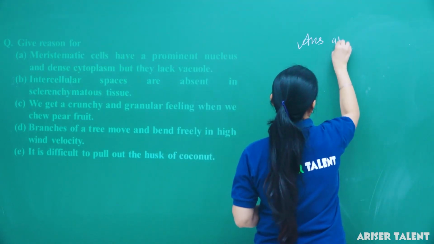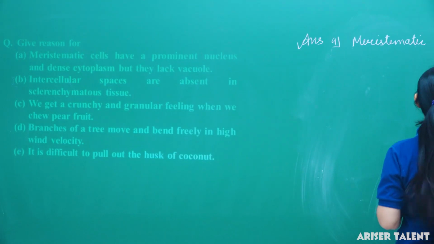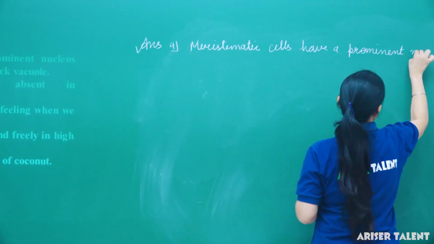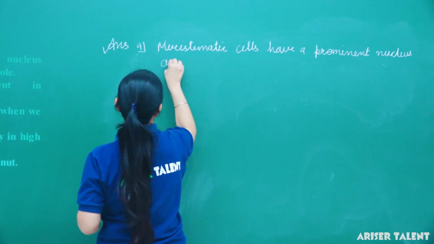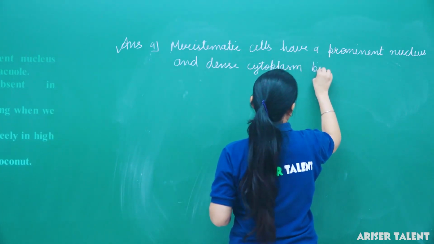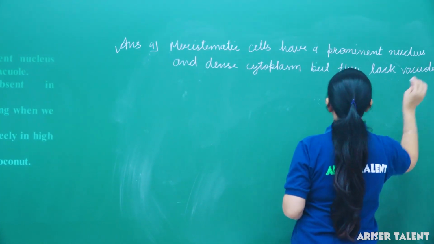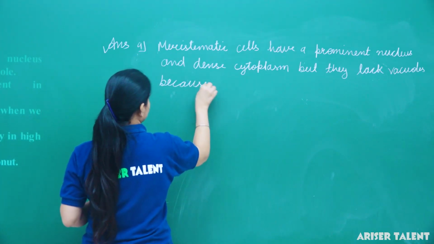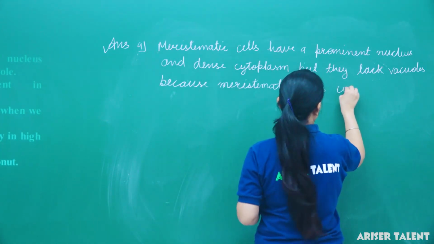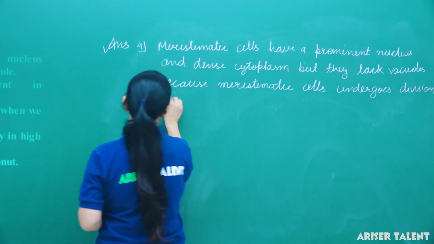So here we go with the answer: A, meristematic cells have a prominent nucleus and dense cytoplasm, but they lack vacuole because meristematic cells undergo division and do not store food.